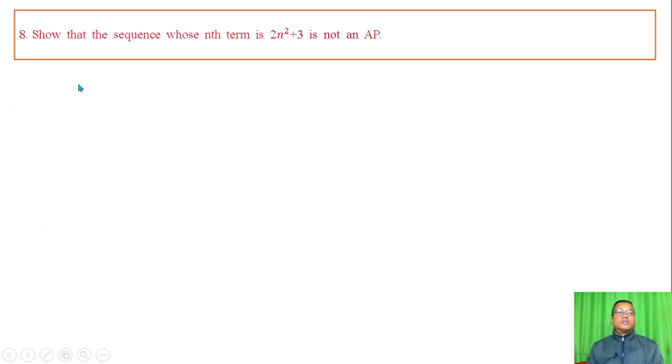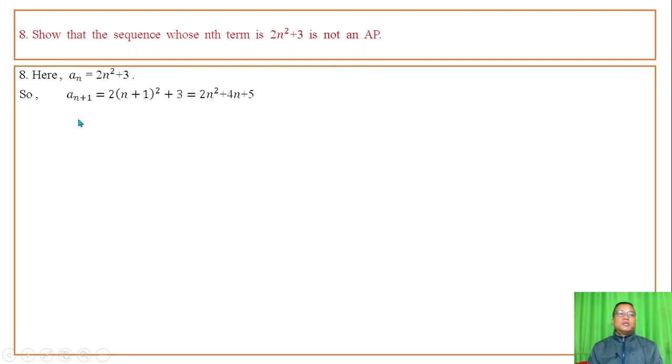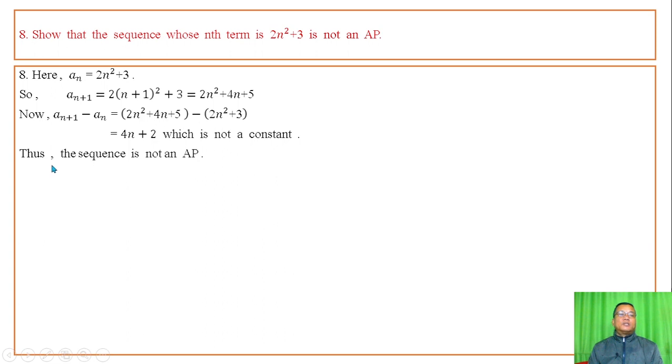Question number 8. Show that the sequence whose nth term is this is not an AP. Here the nth term of the sequence is 2 times n square plus 3. Here an is this. So write a of n plus 1 by replacing n with n plus 1 and simplify. Taking the difference, a of n plus 1 minus a of n gives 4n plus 2, which is not a constant as it contains n. Thus the sequence is not an AP.